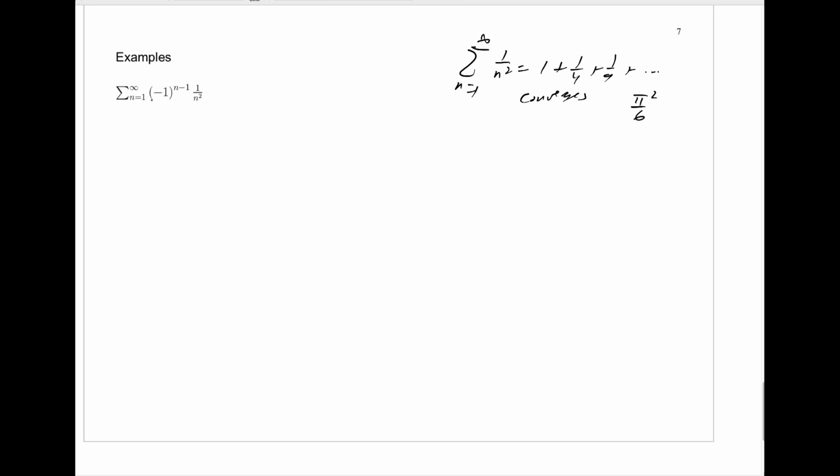What about the alternating series whose terms are the size of 1 over n squared? So this alternating series looks like 1 minus 1/4 plus 1/9 minus 1/16 plus 1 over 25 minus etc. Does this converge? Well, immediately we see the alternating series test tells us the series converges, since the b sub n's, the magnitudes of the terms, are decreasing and have limit 0.